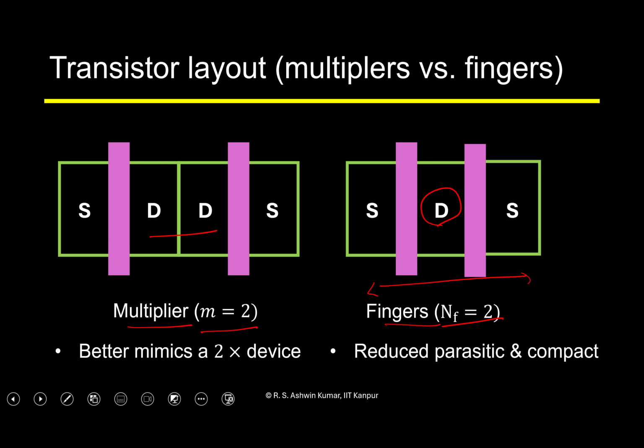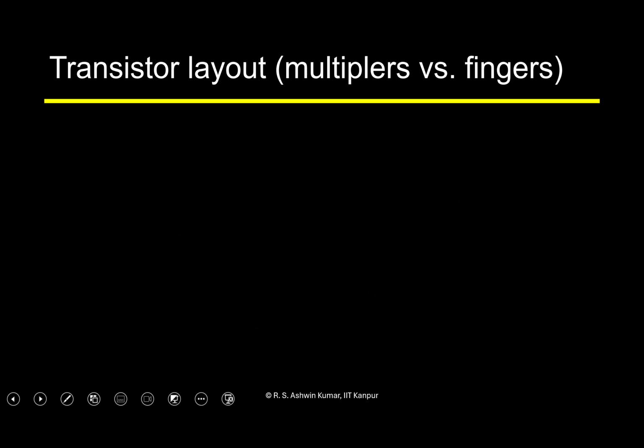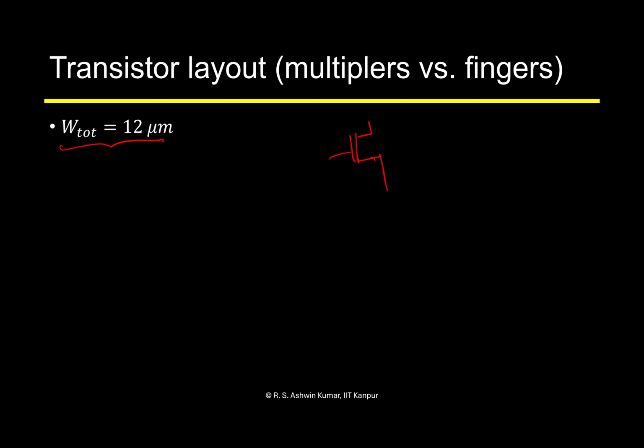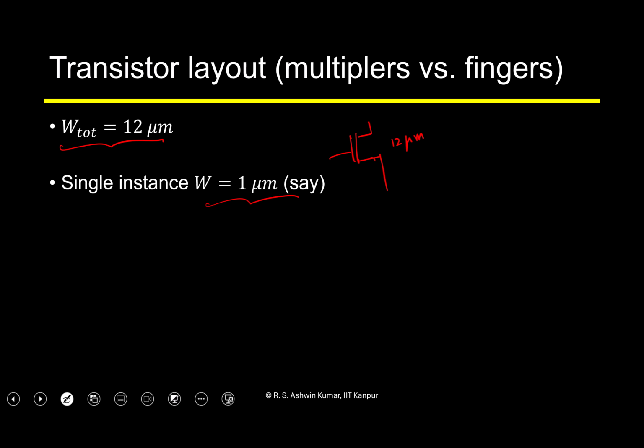So I'll show an example now. Let us say you want to realize a total width of 12 micron. So usually we don't use a single transistor whose width is exactly 12 micrometers. The reason is simple. It turns out the transistor models we have can deviate if you use a really large width or really small width. So the usual thumb rule is we use nominal widths, for example about a micrometer or so. So in a single instance we usually have a micrometer or 2 micrometers at the max, and then use fingers or multipliers to get the required 12 micron width.